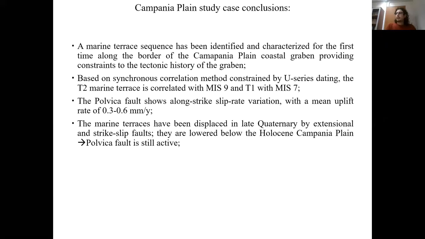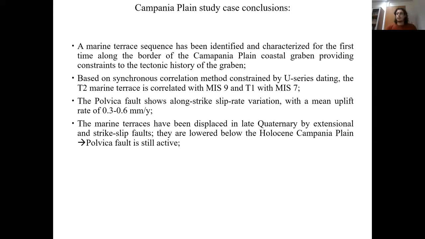To summarize the first case study, a marine terraces sequence has been identified and characterized for the first time along the border of the Campania Plain coastal graben, providing constraints to the tectonic history of the graben. Based on the synchronous correlation methods, the T2 marine terraces is correlated with MIS 9 and T1 with MIS 7.